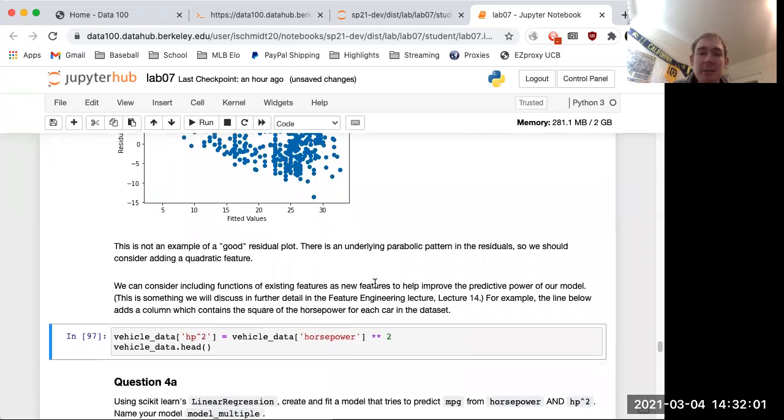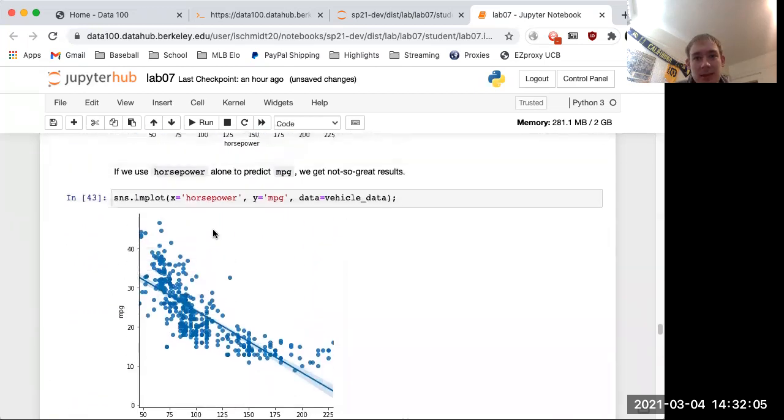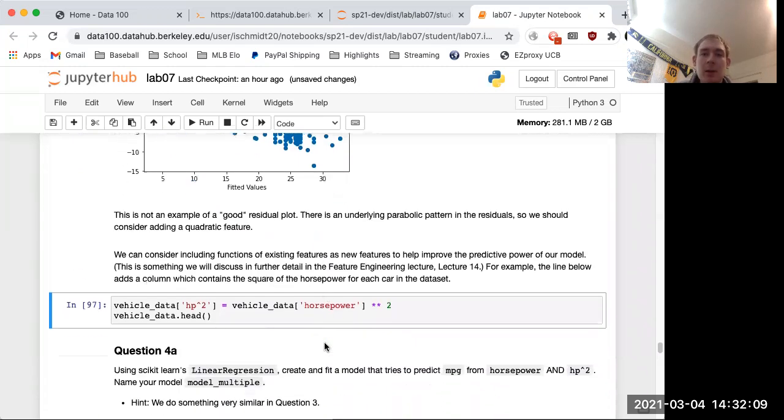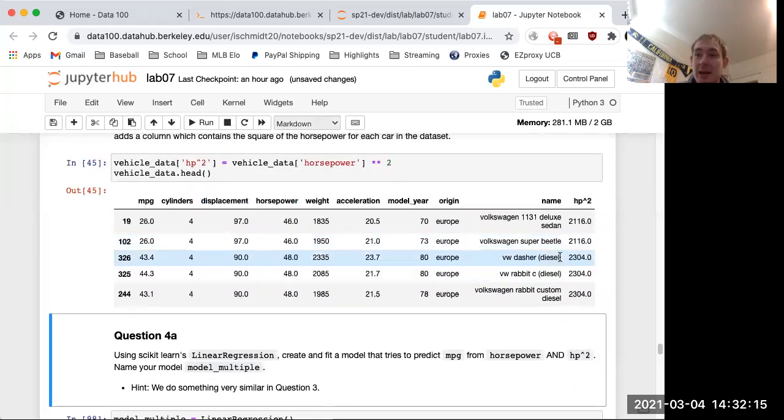So what we can do instead is we can say, this looks kind of curved. I wonder if we should include like a quadratic term. And that's exactly what we can do. We can add a quadratic feature to our design matrix, or just to our data. And then you can see that this is just the square of horsepower.